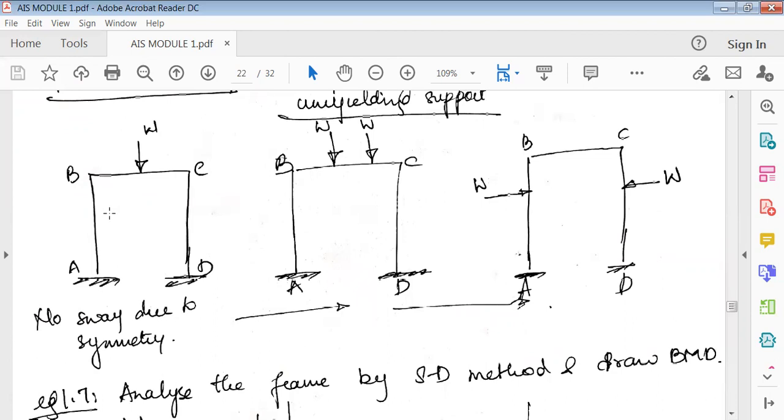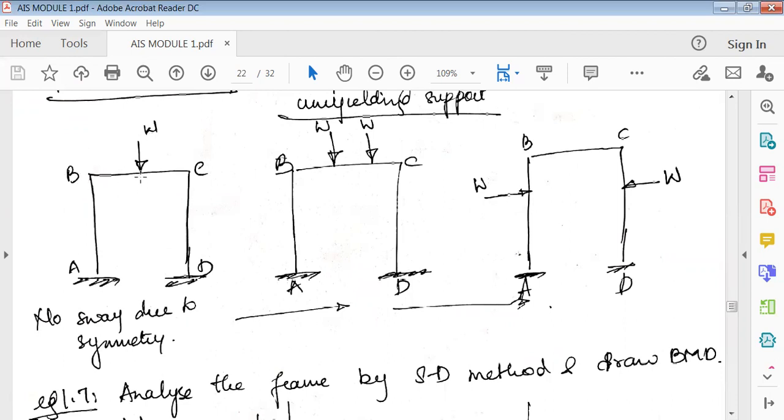Now, because of its symmetry, it will not sway. In all the previous cases we had seen, the load application was at the side, so obviously it would bend. Now the load application is vertical. If the load application is like this, that means exactly on the beam.